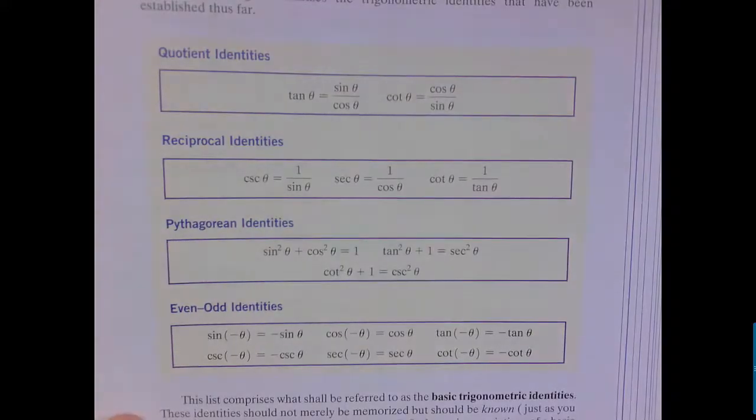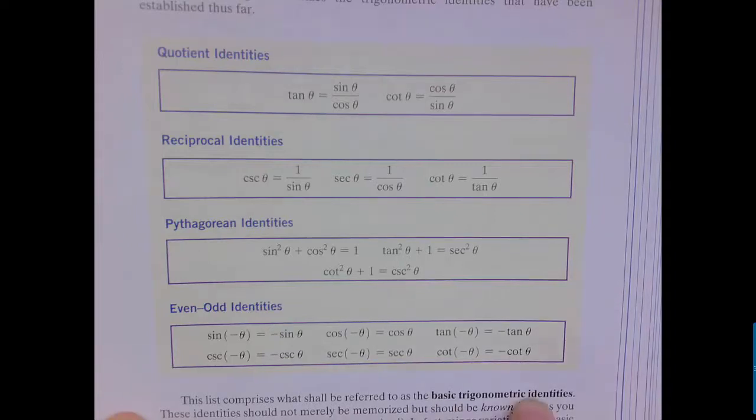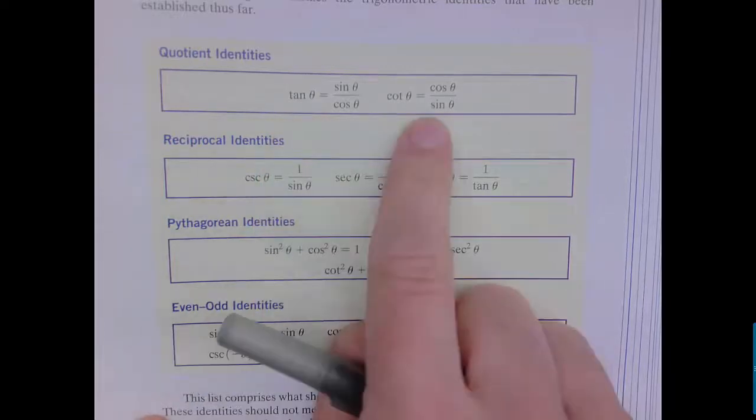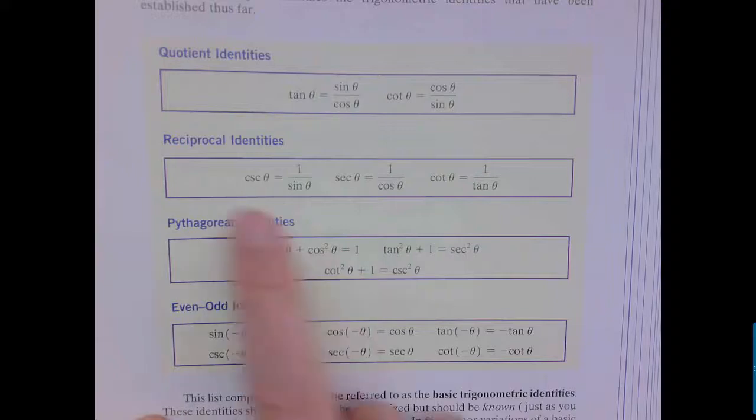This is page 483 of our much neglected textbook. This is a list of all of what are called the basic trigonometric identities. So some of these you already know, like you already know the definition of tangent and cotangent, and you know the definitions of cosecant and secant and cotangent, although maybe you need to refresh your memory.